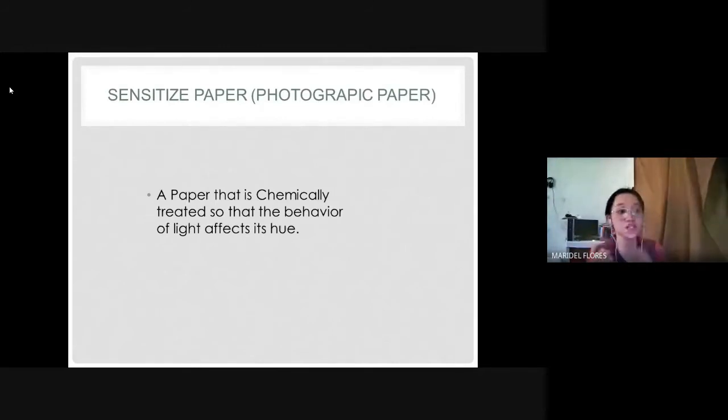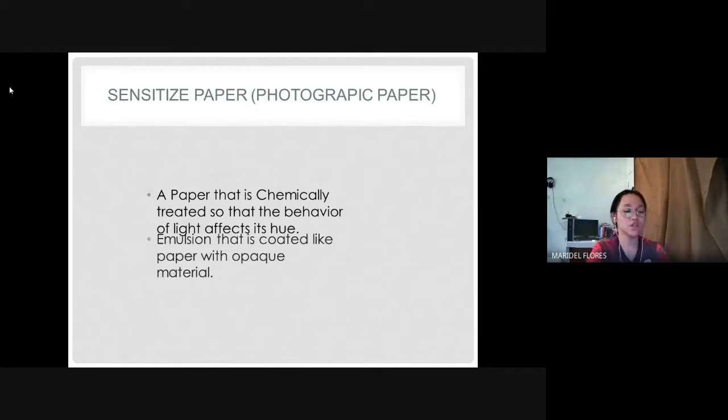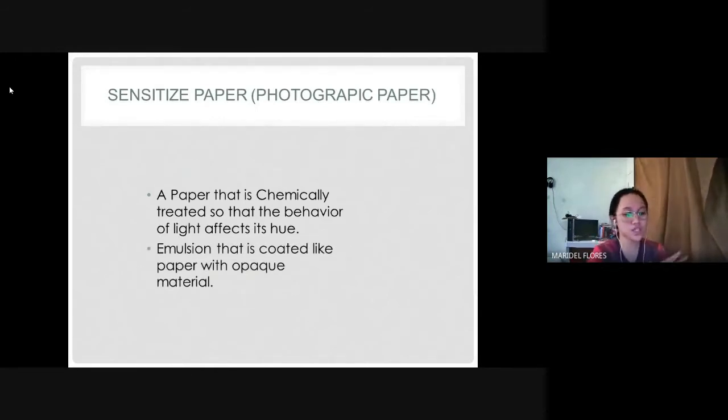By the way, guys, with sensitized paper, the early positive print images were created via contact with a paper negative. For example, salted paper involves sensitizing a sheet of paper in a solution of sodium chloride, which is salt, and coating the paper with silver nitrate. What is this chemical component? This is what we call emulsion. Emulsion is the coated light paper with opaque material.